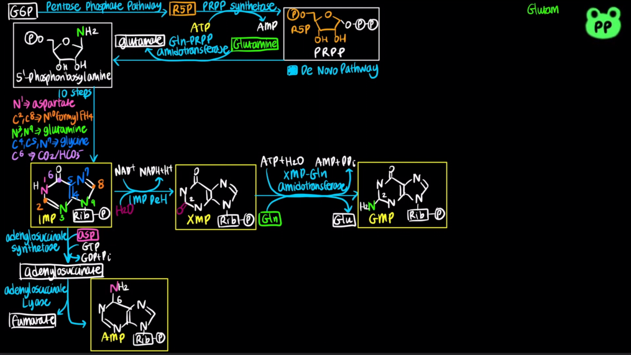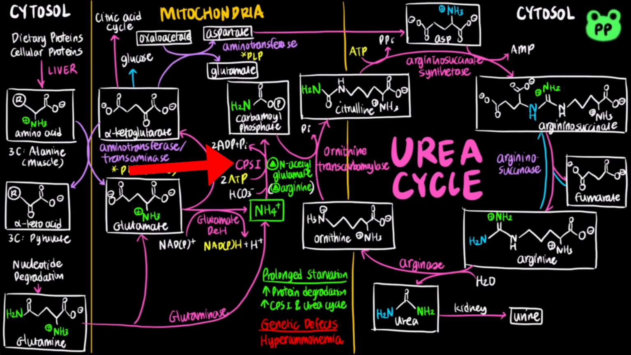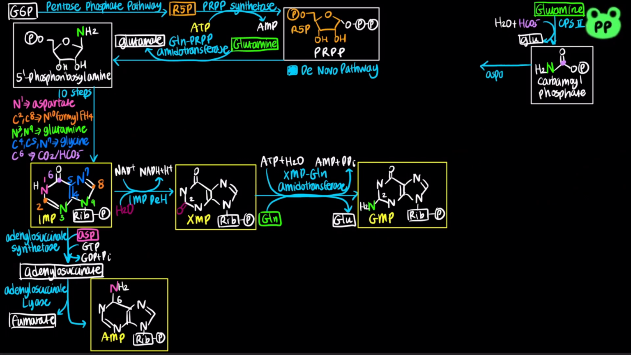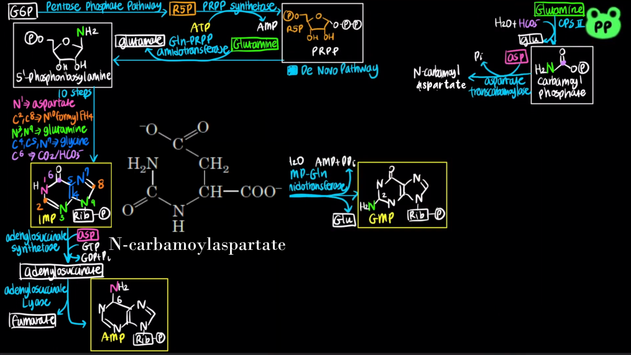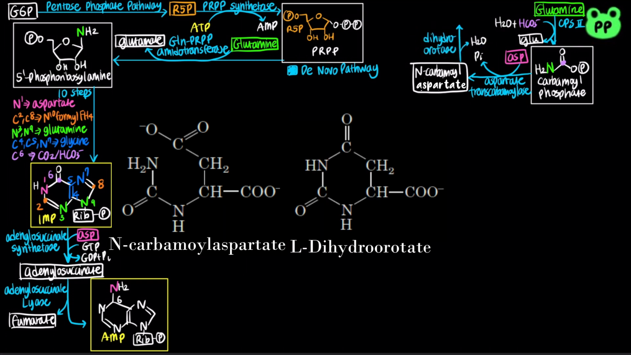On the other hand, de novo pyrimidine nucleotide biosynthesis starts with the condensation of glutamine and bicarbonate to produce carbamoyl phosphate, which is catalyzed by carbamoyl phosphate synthetase 2, abbreviated as CPS2. Note that CPS2 is an isozyme of CPS1 of the urea cycle, which means that they catalyze the same reaction but are regulated differently. Carbamoyl phosphate then condenses with aspartate by the enzyme aspartate transcarbamylase to produce N-carbamoyl aspartate, which undergoes a dehydration reaction to form a closed ring known as L-dihydroorotate.